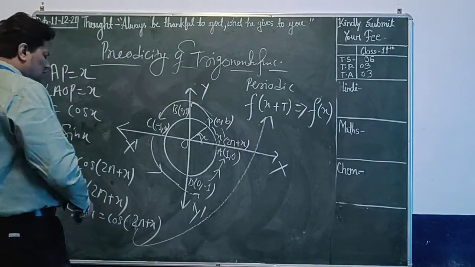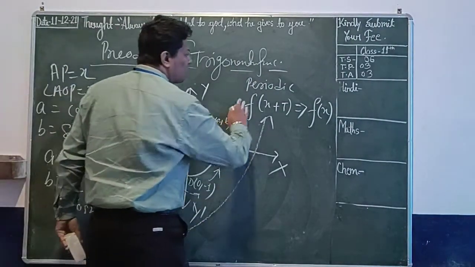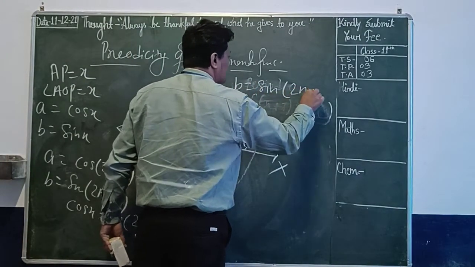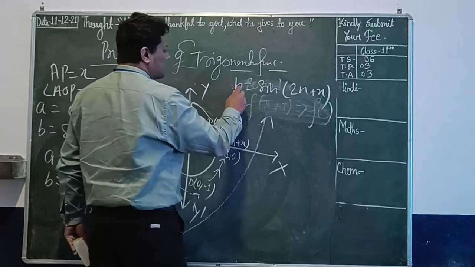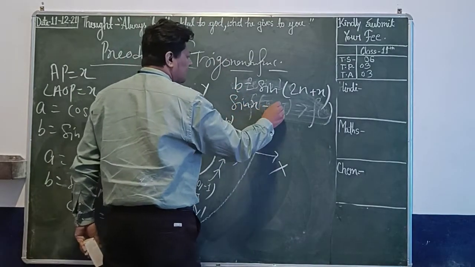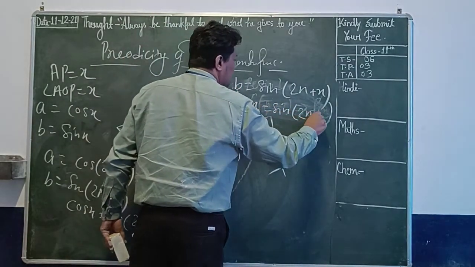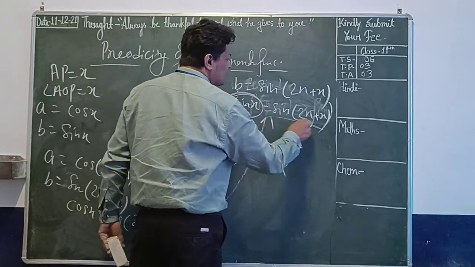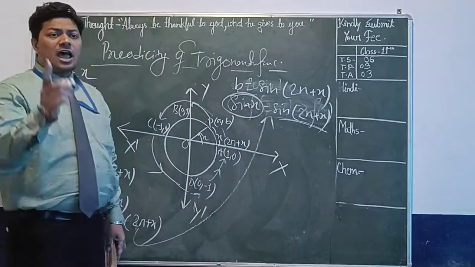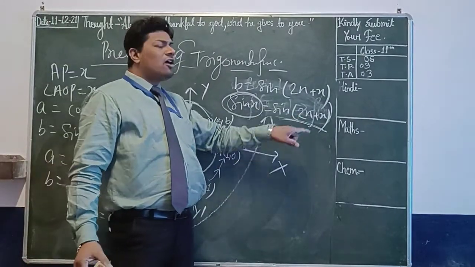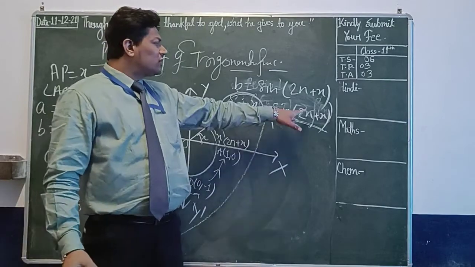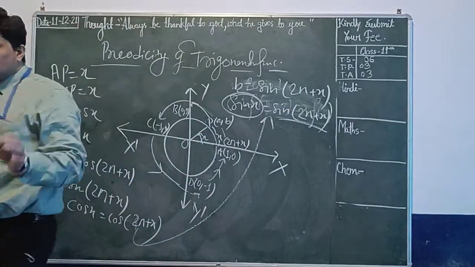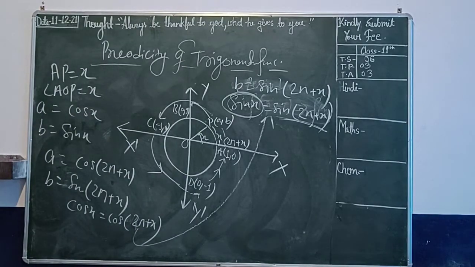In the same way, if you talk about sine, b equal to sine of 2 pi plus x. Then you can write sin x equal to sin of 2 pi plus x, and it again holds, meaning sine is also a periodic function with period 2 pi, because this one is the smallest value. Is it clear? So you can simply say sine is also a periodic function, and cos is also a periodic function.